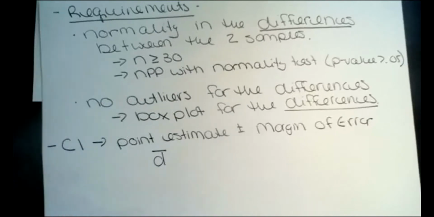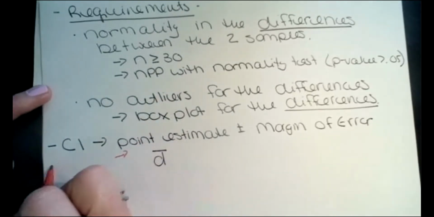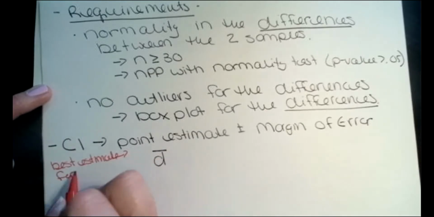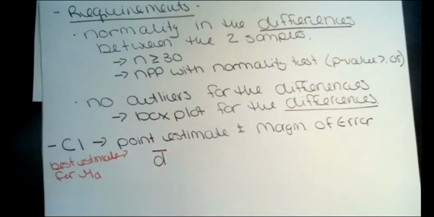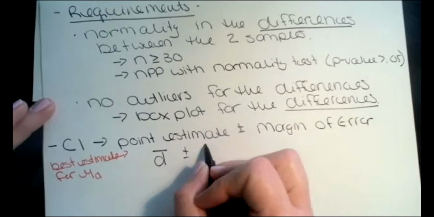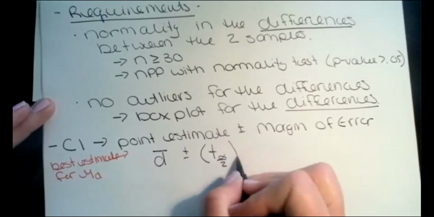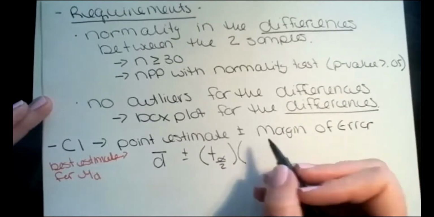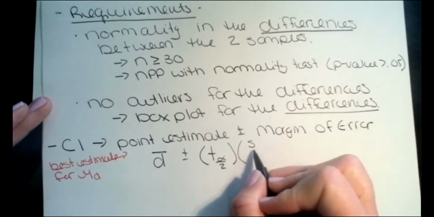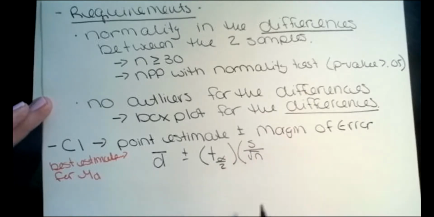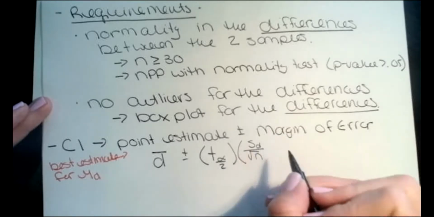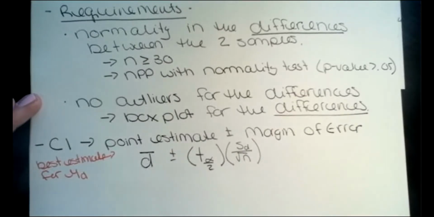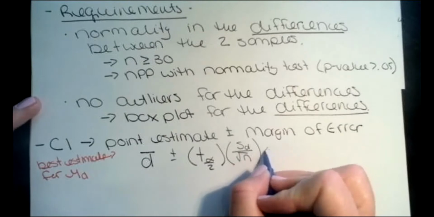So let me just kind of write that. Best estimate for mu D, plus or minus our t value at alpha divided by 2. So nothing new there. And then our standard error. I'm just going to write our standard error formula, but it's still the same thing. It's my S divided by the square root of n. It's just my S is not just S right now. It's SD. Remember, I told you on the previous page, that was my standard deviation of the differences. So this is still my standard error here.